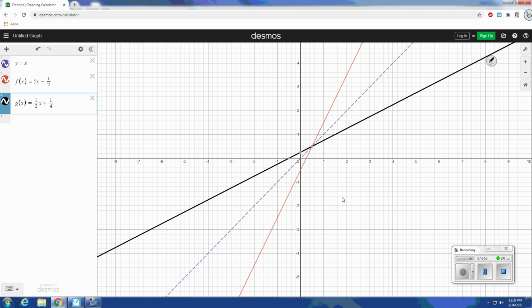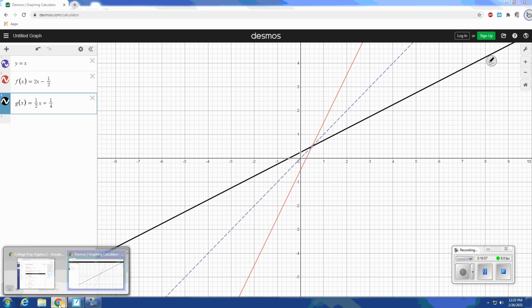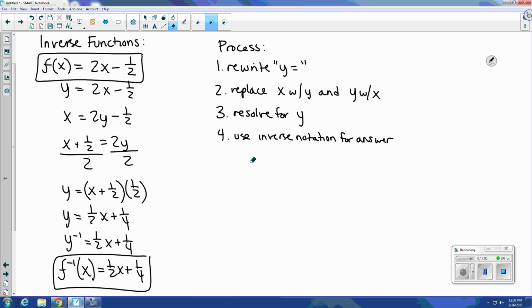So that is the process on how to find an inverse of a function algebraically, and that is how we will conclude this video, and that's how we'll end our introduction to inverse functions. So there will be more to come on this topic as we increase the difficulty or the complexity of the functions moving forward in the course, but we will start there.